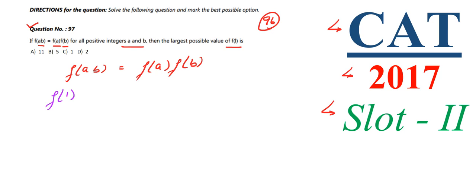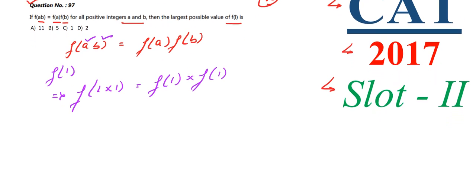So this can be done as f(1) can be written as f(1 into 1), which is 1 into 1 is always 1, where our A is assumed to be 1 and B is assumed to be another 1. So this can be written as f(1) into f(1).